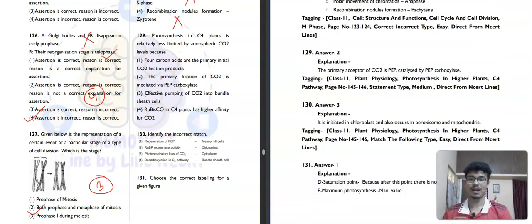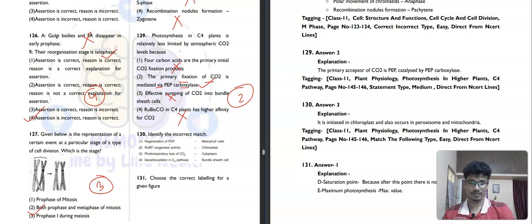Photosynthesis in C4 plants is relatively less limited by atmospheric CO2 levels because four carbon acid is the primary initial CO2 fixation product. No, the primary fixation of CO2 is mediated via PEP carboxylase. Yes, this is the correct one, catalyzed by PEP carboxylase. Then effective pumping of CO2 into bundle sheath cells, and Rubisco in C4, this you know. So the second option is the most suitable one.